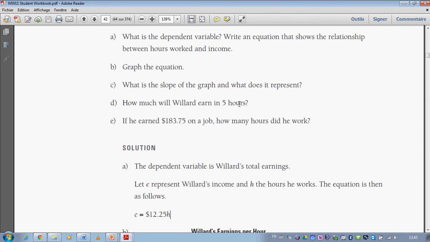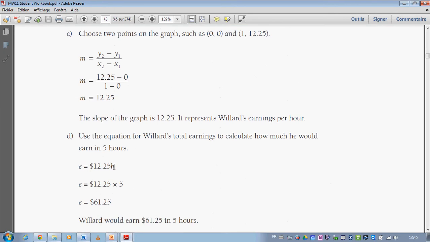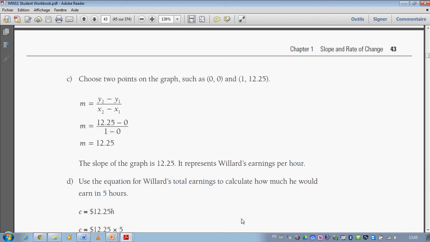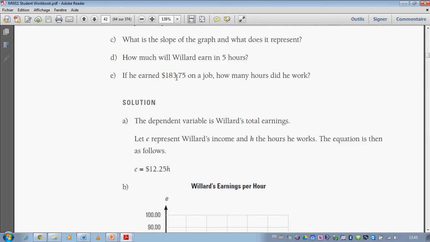Okay, so how much will Willard earn in 5 hours? When you're trying to figure out how much money Willard makes in 5 hours, it's pretty straightforward. You take how much money he makes in 1 hour. So here's your equation again. He makes $12.25 in 1 hour. Therefore, how much does he make in 5 hours? Obviously, you take $12.25 and multiply it by 5 hours to figure out how much money he made, which is $61.25.